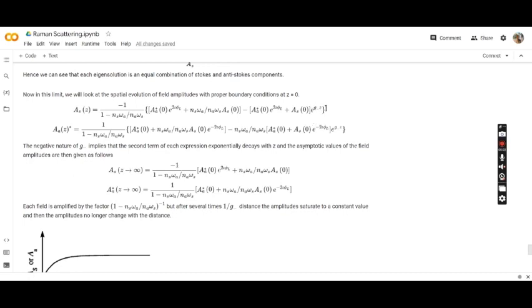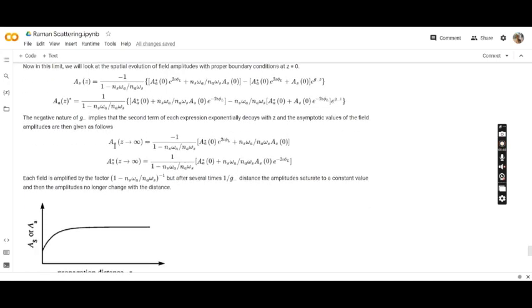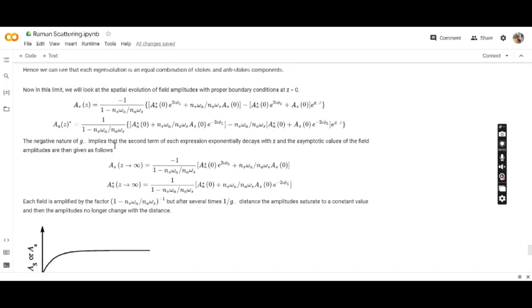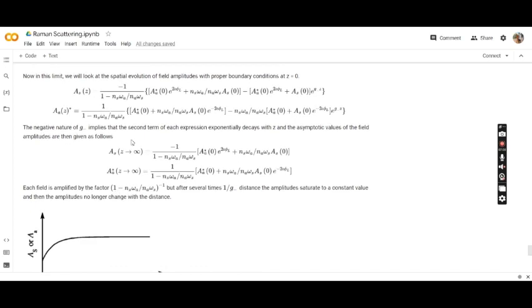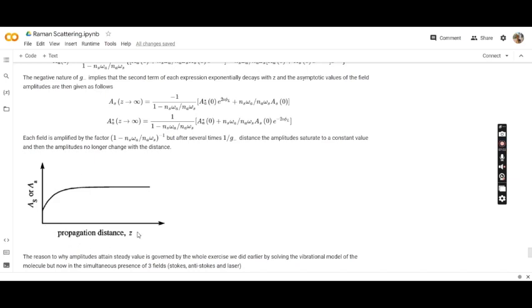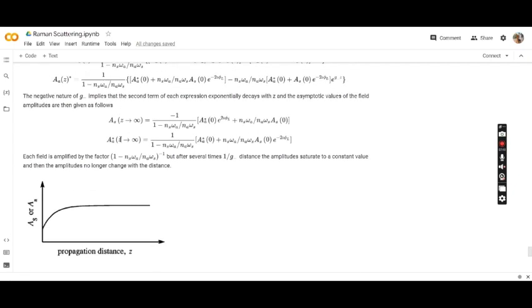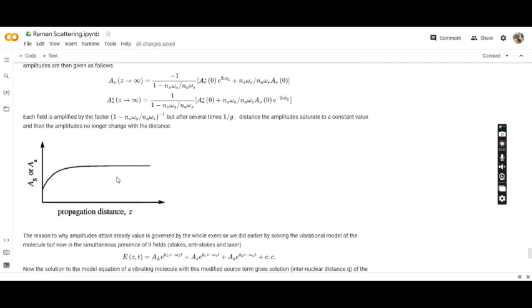Because of the negative nature of the G minus in the z tends to infinity limit, both these terms vanish, and the first terms are just constants because we know the boundary condition, and this factor 1 upon 1 minus n_S omega_A upon n_A omega_S is just an amplification term. So we can see that both these fields attain a saturation in the z tends to infinity limit, that is they attain a constant value, which is also shown in this plot of A_S or A_A with the propagation distance z, and they tend to rise in the beginning over several orders of distance of 1 upon G minus, but then they cease to increase and they attain a constant value.